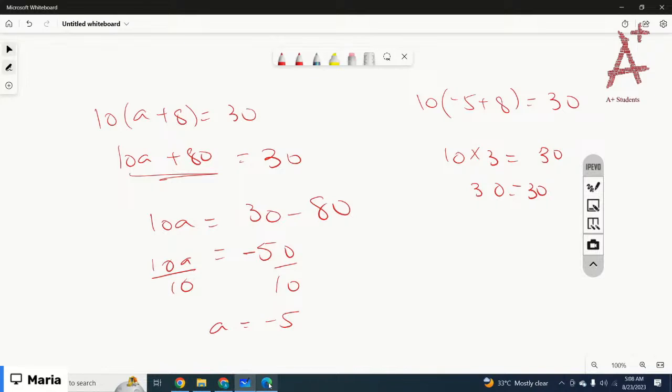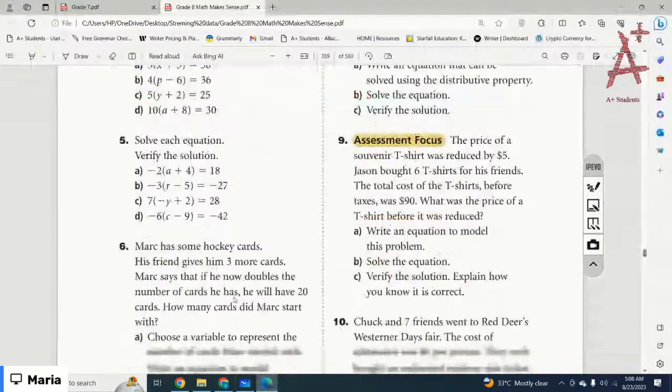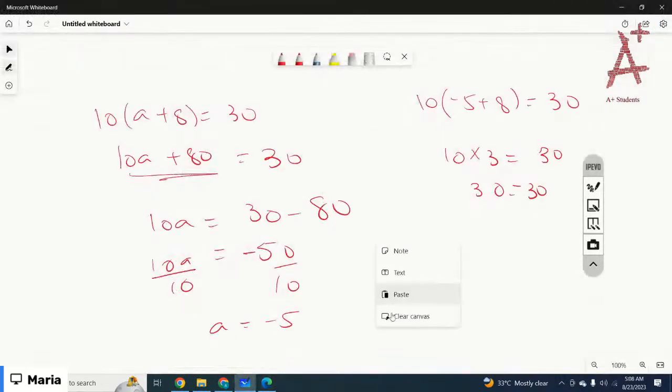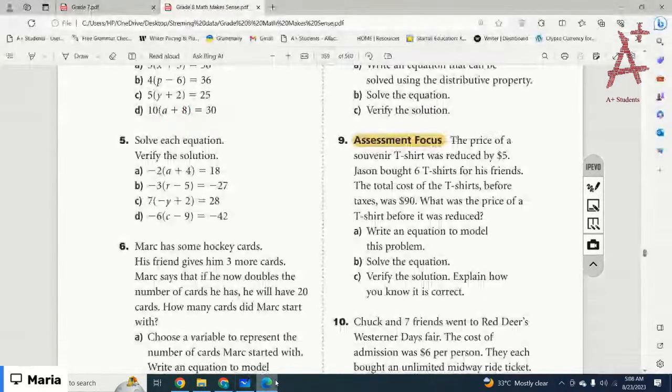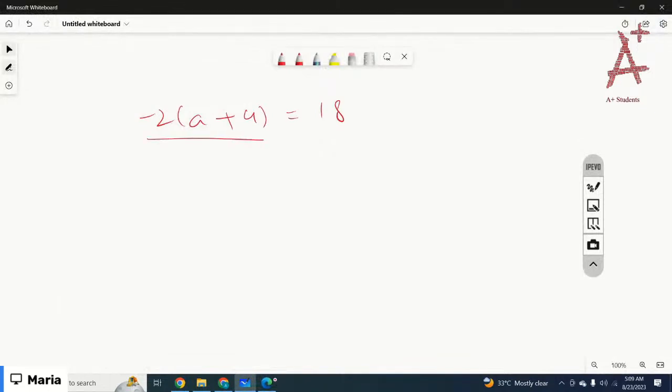Okay, the next one is question number 5. Solve each equation and verify the solution. Let's start with question 5a: negative 2 times (a plus 4) equals 18. Let's solve this by applying the distributive property: negative 2 times a plus negative 2 times 4. That is negative 2a and 4 times negative 2 is negative 8.